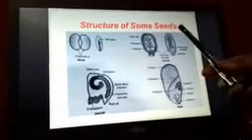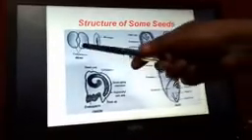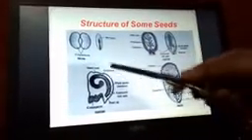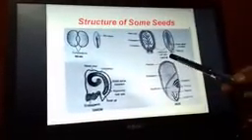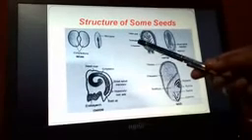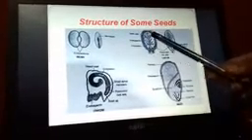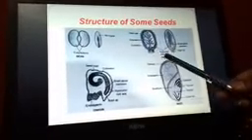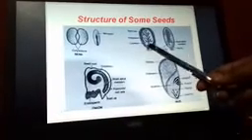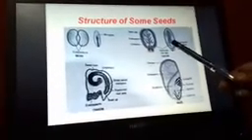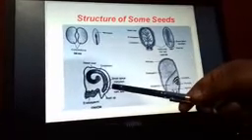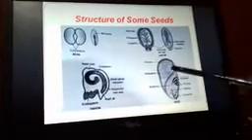Now it is the structure of some seeds. Here it is the bean seed. These are the two cotyledons. Here it is the castor: this is the seed coat, this is the endosperm, these are the cotyledons. This is the hypocotyl root, this is the root axis, and this is the shoot apical meristem. This is the onion, and this one is the maize seed.